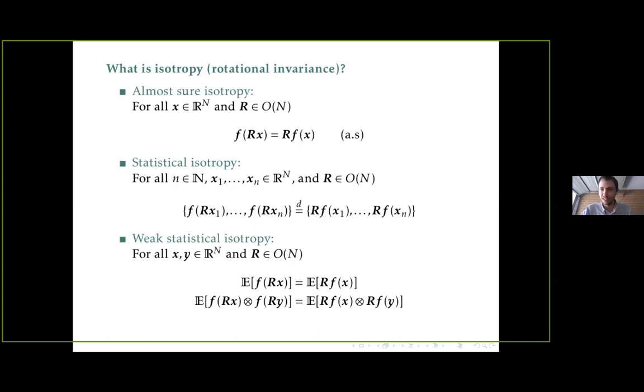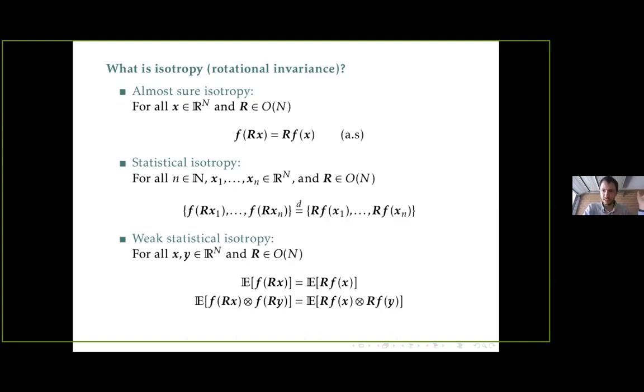The more interesting part comes in when we introduce statistical isotropy, which is very commonly just referred to as isotropy as well. So it's slightly confusing sometimes, but anyway. What does that mean? We take some positive integer and then some number of points in space, and we take some rotation again, and then the distribution of this random vector is invariant when rotated in the way you would expect according to rotational invariance, but in a distributional sense.